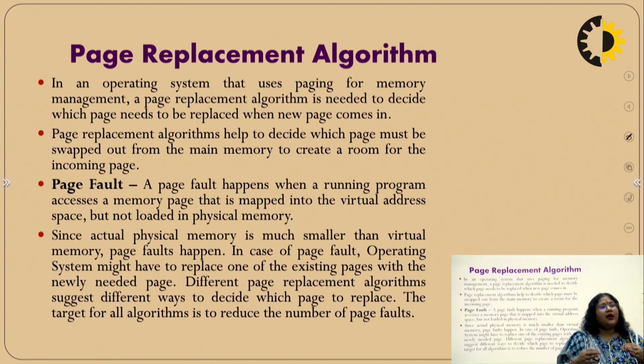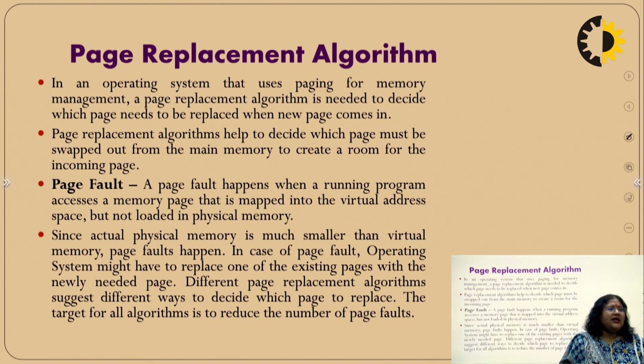We have to decide which page must be swapped out from the main memory to create space for the incoming page, the new page. So what is a page fault? A page fault means that the running program has to access a memory page, but that page is absent in the main memory. So we want to load that page from the secondary storage to the main storage. But if the main memory is completely filled, which page do we have to replace? This is the basic concept of the page replacement algorithm.